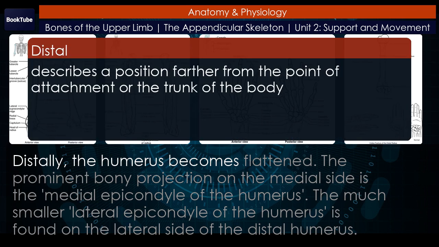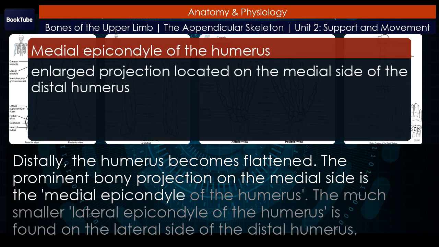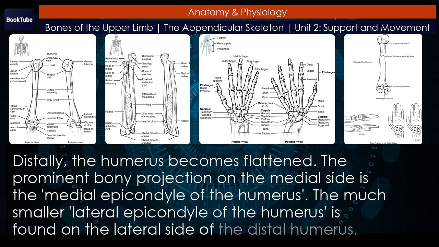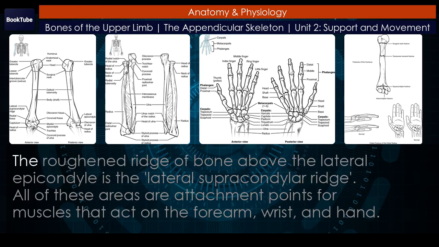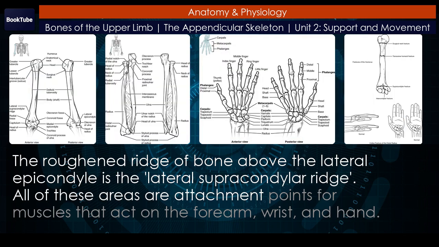Distally, the humerus becomes flattened. The prominent bony projection on the medial side is the medial epicondyle of the humerus. The much smaller, lateral epicondyle of the humerus is found on the lateral side of the distal humerus. The roughened ridge of bone above the lateral epicondyle is the lateral supracondylar ridge. All of these areas are attachment points for muscles that act on the forearm, wrist, and hand.